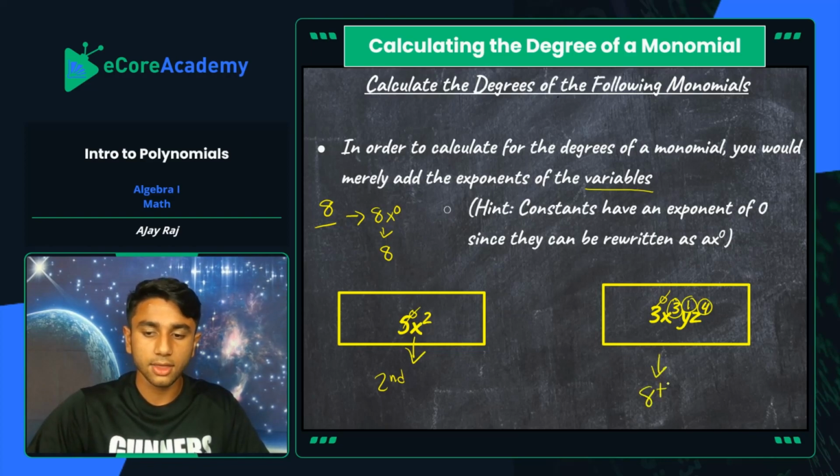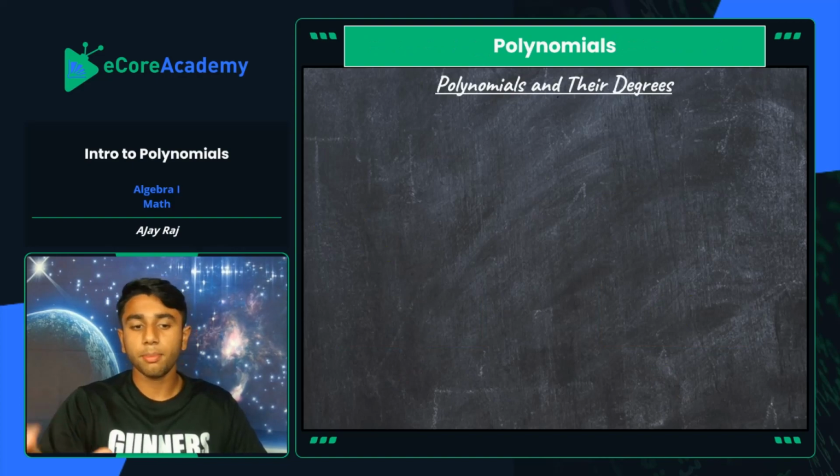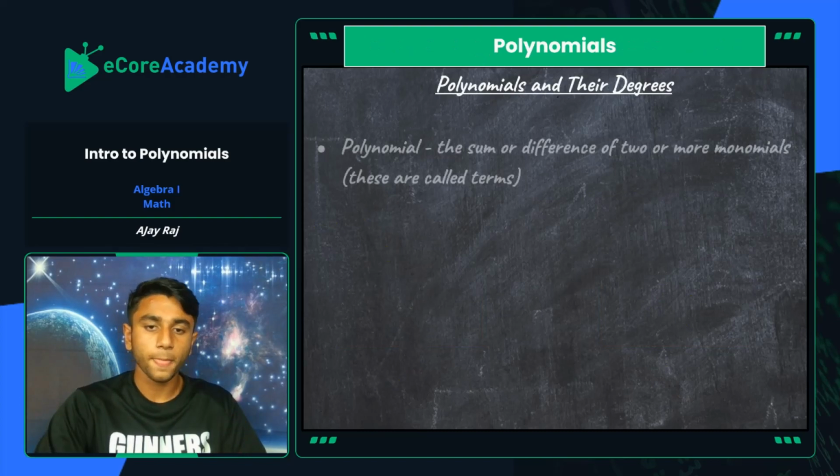So this is going to be the 8th degree, essentially. An 8th degree monomial. So in terms of our polynomials, we're going to look at polynomials and their degrees and how exactly they build up off of our monomials that we looked at.